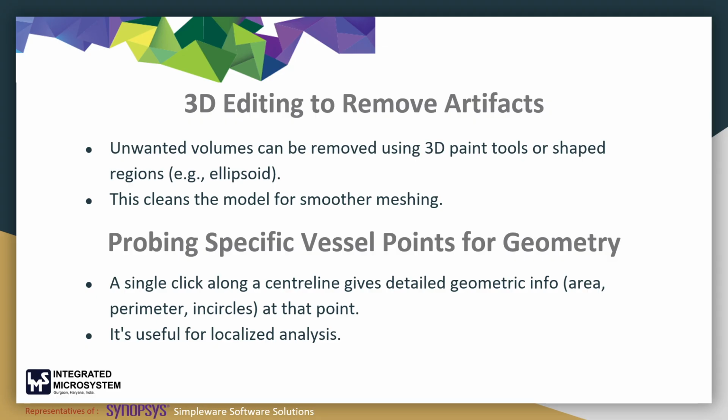3D editing to remove artifacts. Following segmentation, some artifacts may remain. Simpleware allows manual 3D editing using tools like 3D paintbrush, 3D lasso tool, Boolean subtraction, volume cropping, and trimming. These tools ensure the final model is clean and simulation ready.